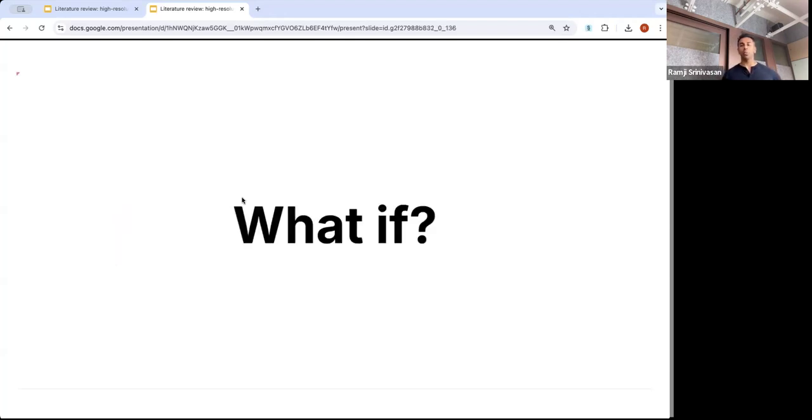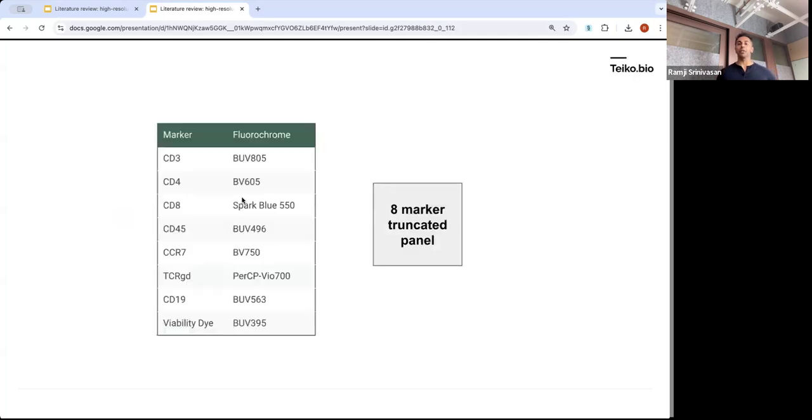Now the question is, what if? What if a parallel set of researchers just ran an 8-marker truncated panel? Starting over here, CD3, CD4, CD19, viability dye, etc. The authors were kind enough to respond with what might be a truncated panel. They didn't actually run this experiment, but this is a thought experiment that we're running today. So what we now want to do is rewind time and see what happens.